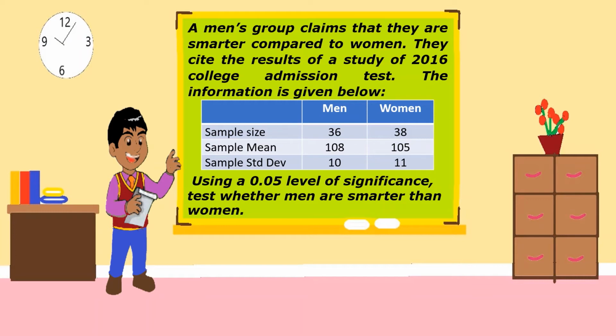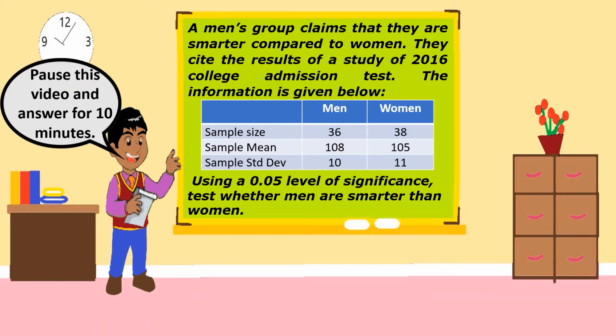A group of men, 36. So there are 36 men with a sample mean of 108 and a sample standard deviation of 10. And there are 38 women here. So sample mean of 105 and a sample standard deviation of 11. So using 0.05 level of significance, test whether men are smarter than women. Pause this video and answer for 10 minutes.